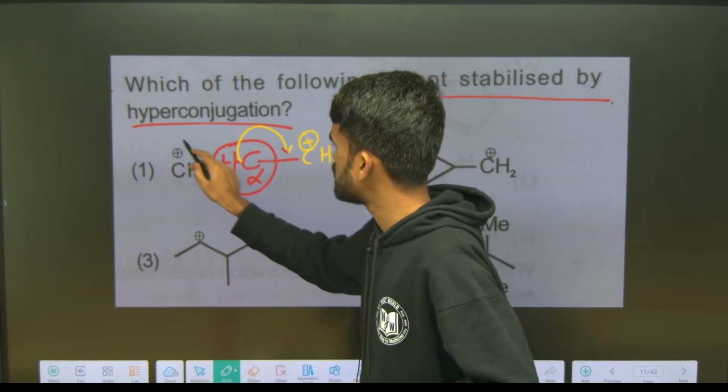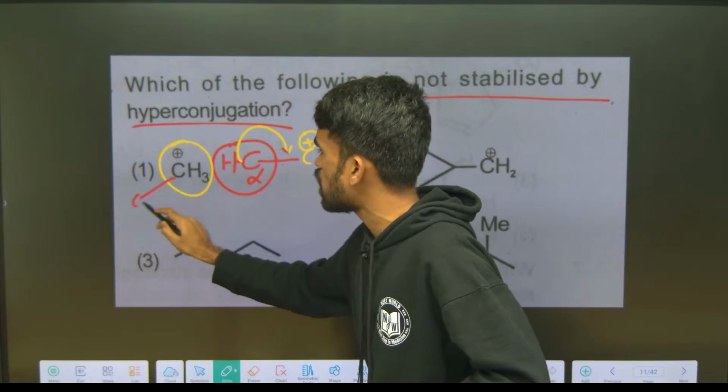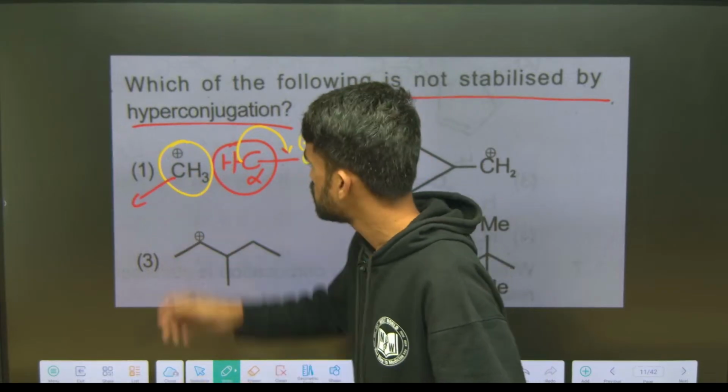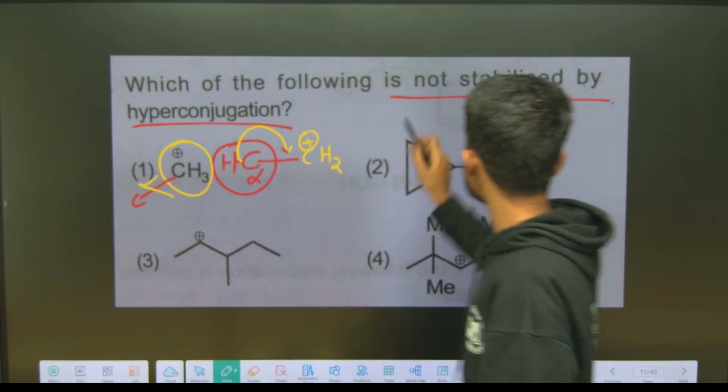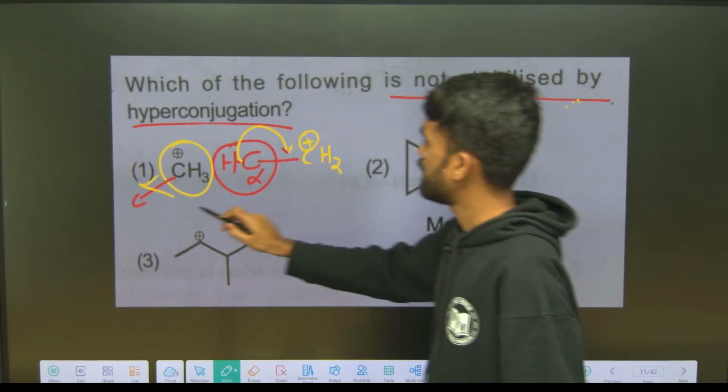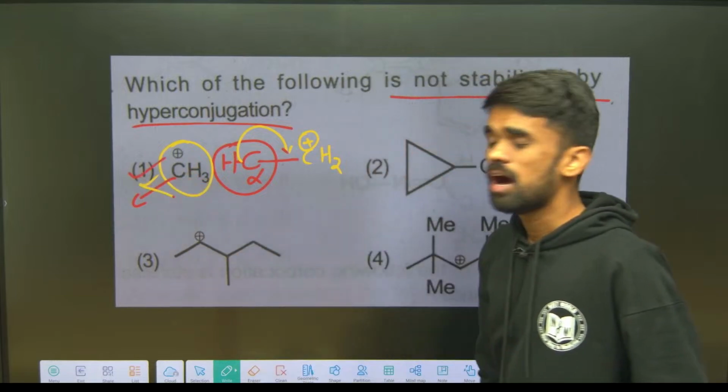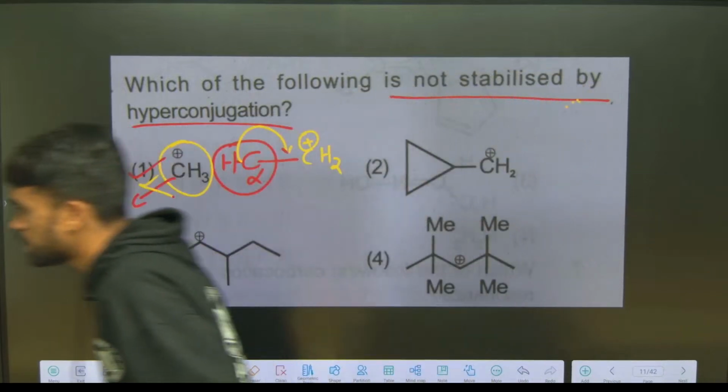See, this is a methyl group. There is no other directly attached carbon to have that alpha hydrogen, so hyperconjugation is not possible in this case. They are also asking which is not stabilized. Yes, the first structure is not stabilized by hyperconjugation.